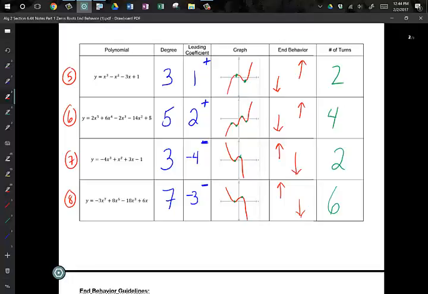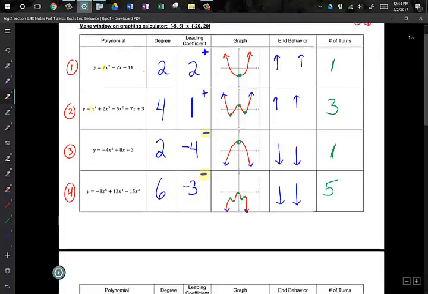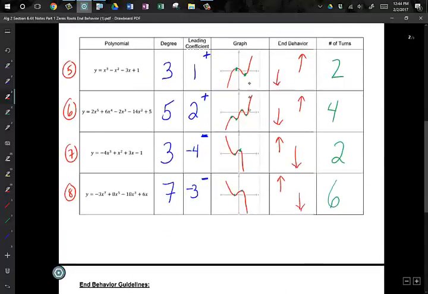Let's take a look. Going back to page 1, leading coefficient is positive. Do they end up? Leading coefficient is positive. Do they end up? I like that. That's pretty good. Have you gotten something yet? All right, going in here.